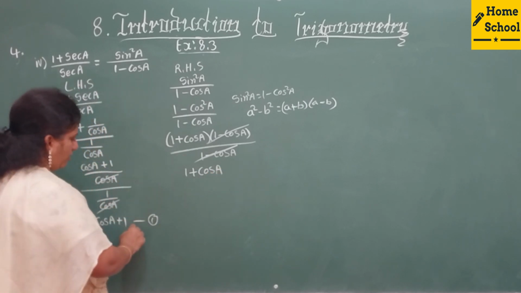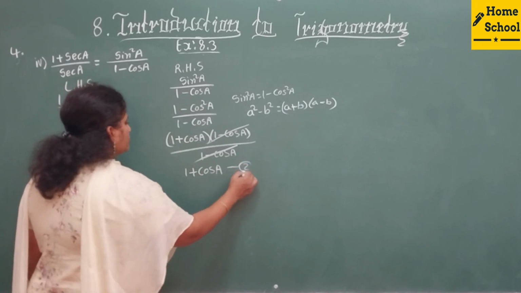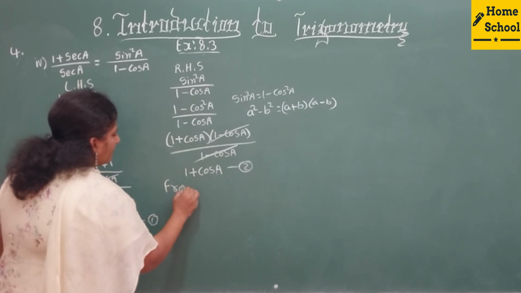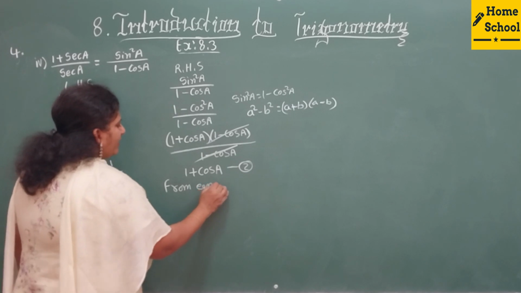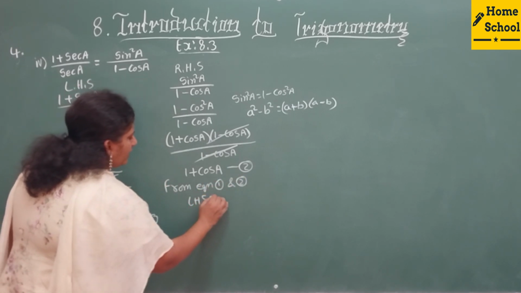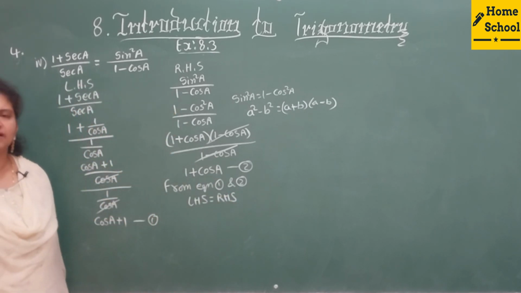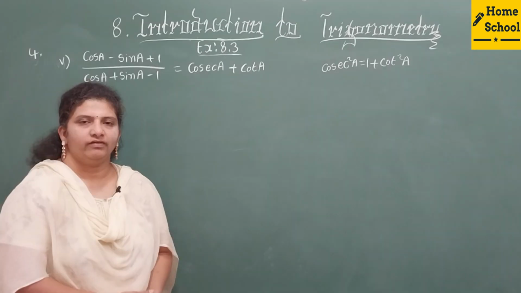So observe here, cos A plus 1 or 1 plus cos A both are same. So mark this 2 and write from equation 1 and 2, LHS is equal to RHS, and rewrite the question and say, hence it is proved.